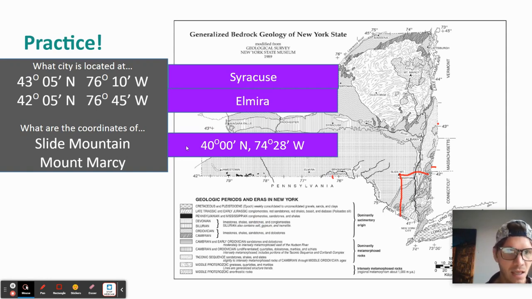Let's take a look at this last one, Mount Marcy, the tallest peak in New York State. Me and my wife climbed it on our honeymoon last year. It's right up here in the Adirondacks.